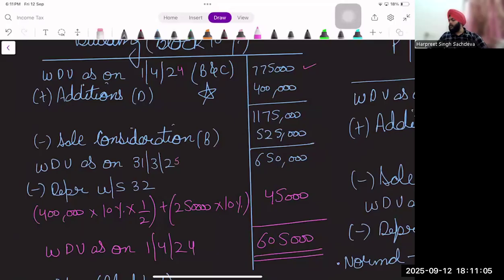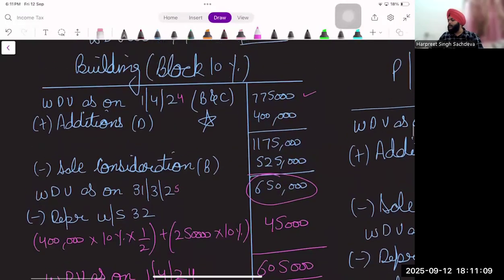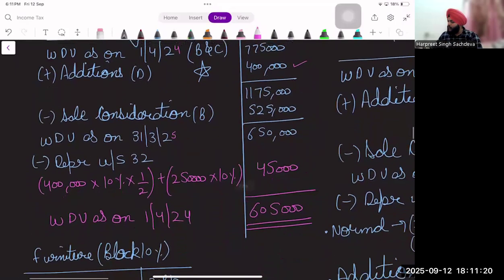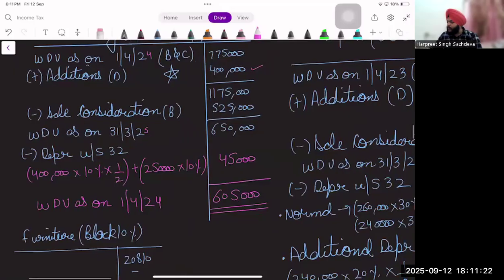Now again, you need to depreciate 6,50,000 with 10%, yes or no? But out of 6,50,000, 4 lakh is to be depreciated with half amount, or we can say half year. So 4 lakh into 10% into 1 by 2, and remaining 2,50,000 with full 10% for the whole year. And the next year opening WDV as on 1st April 2025 will be 6 lakh 5,000.